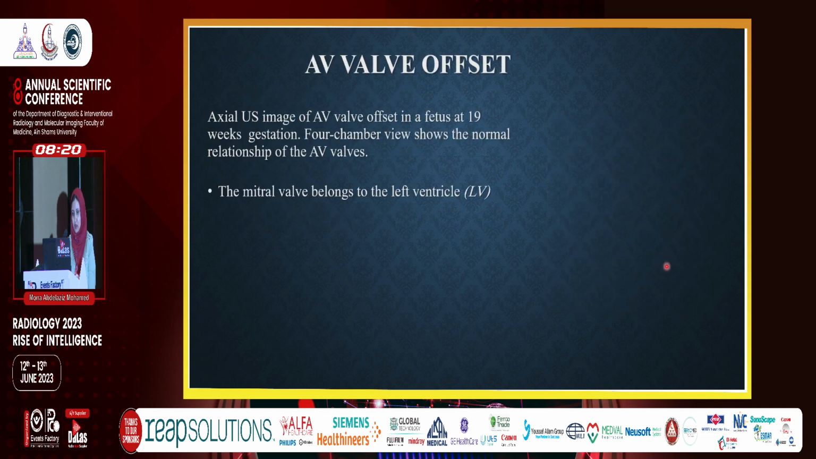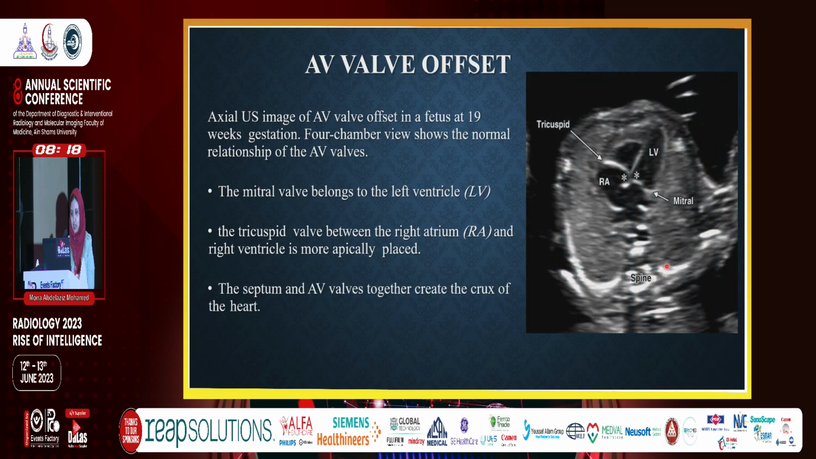We can see also on the four-chamber view the AV valve offset. Here the mitral valve belongs to the left ventricle, and the tricuspid valve belongs to the right ventricle and is more apically placed than the mitral valve. And the septum together with the AV valves forms the cross of the heart.